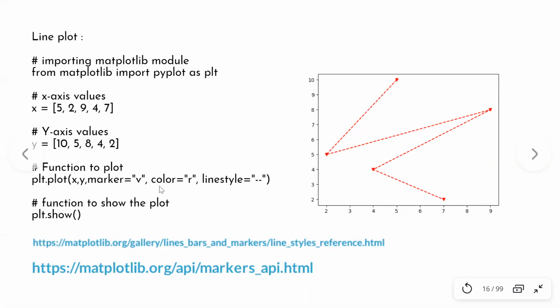Then the second argument is color. I want to show it as a red color, so the code is R, small r. And the line style I want dotted. There are different line styles that you can go for. So this is the link. As per your choice, how you want to customize it, how you want to showcase it, you can simply go, understand, and use it. All right, it's very easy.